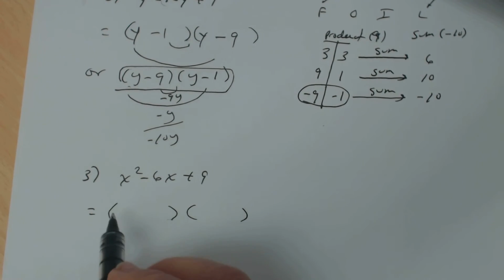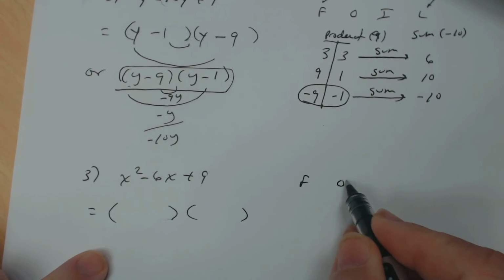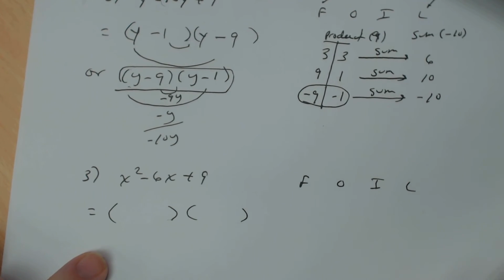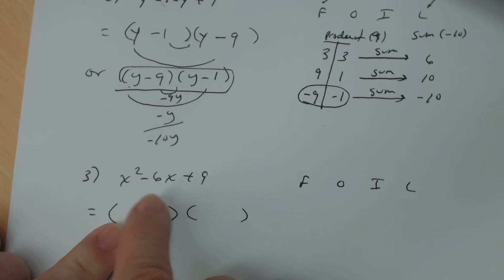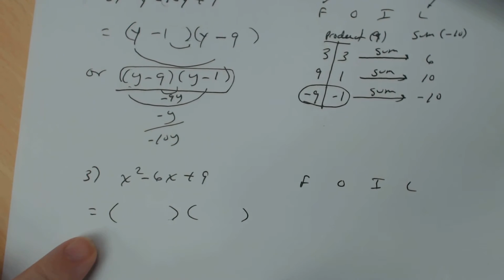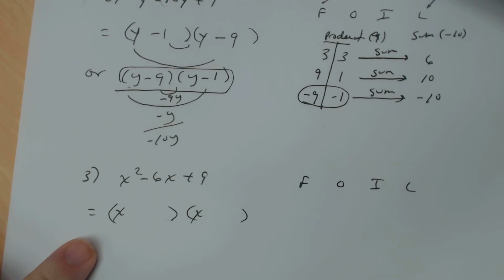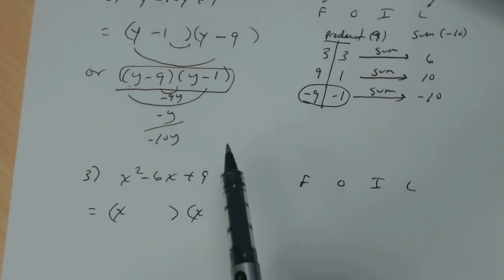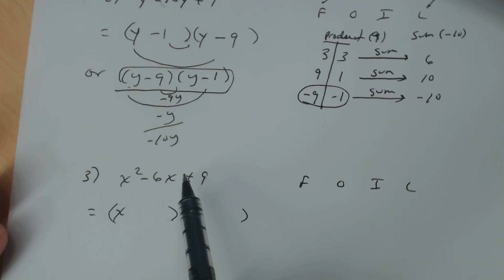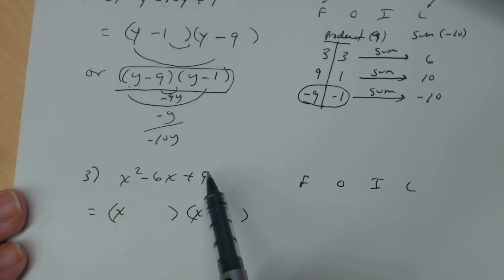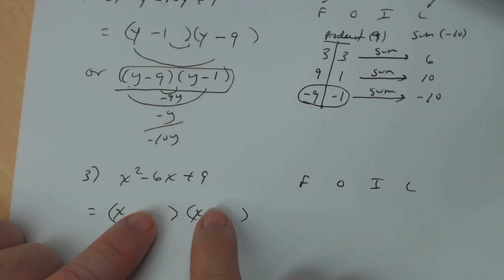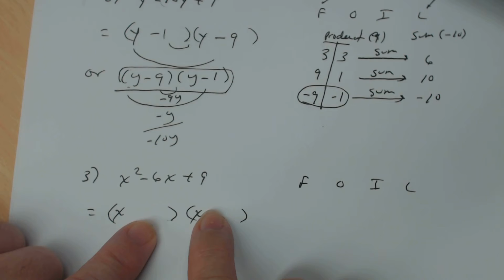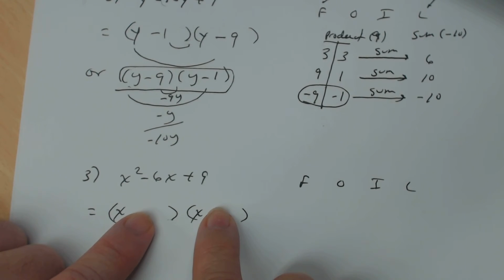Okay, 2 binomials. So I know that in terms of FOIL, first times first has to be x squared. So I know that this has to be x and x. Now, let's think about our rule of the signs. See how that last sign's positive? The only way that can happen is if these signs are the same, because a negative times a negative is a positive, and a positive times a positive is a positive.